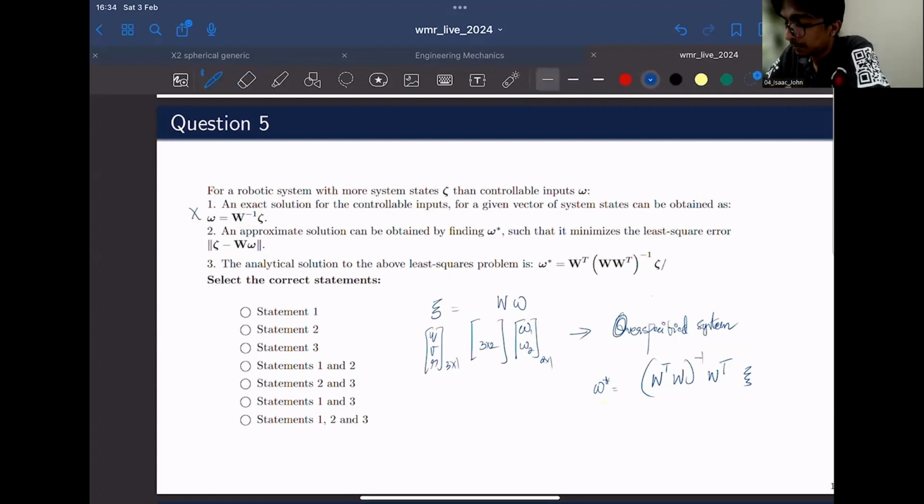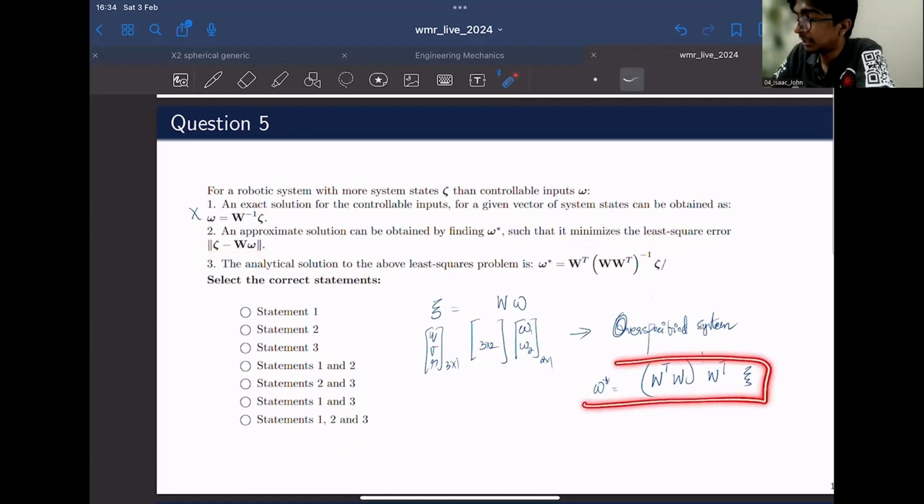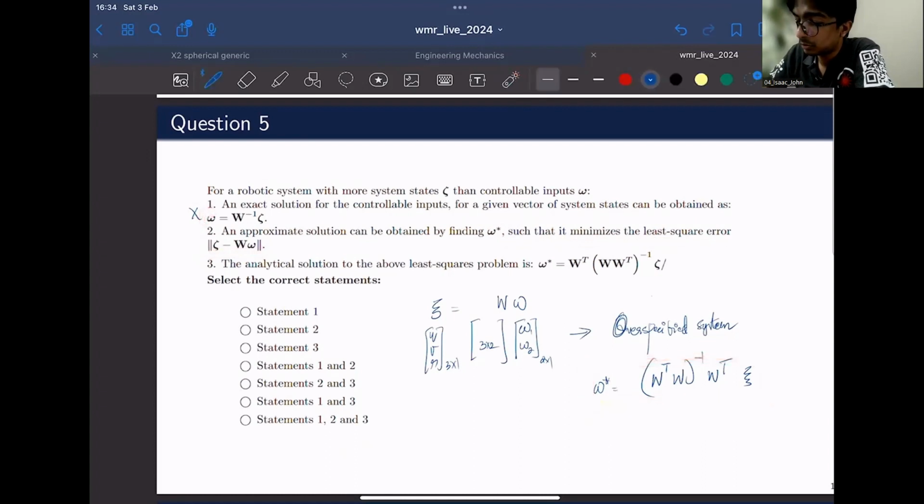So that is false. Moving on to statement 2, it says an approximate solution can be obtained by finding omega star such that it minimizes the least square error, zeta minus W omega. That is true. That is exactly what we have just said. So statement 2 is correct. And what does statement 3 say? Statement 3 says the analytical solution to the above least squares problem is omega star equals W W transpose, the whole inverse, zeta.